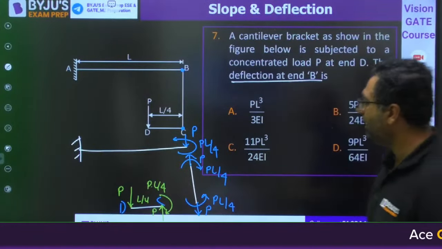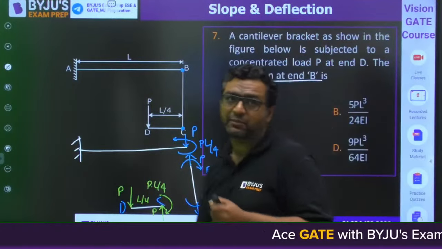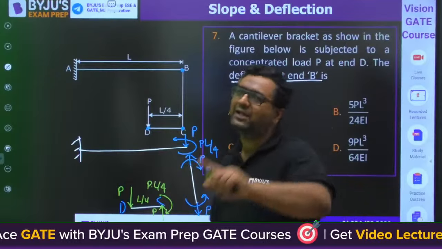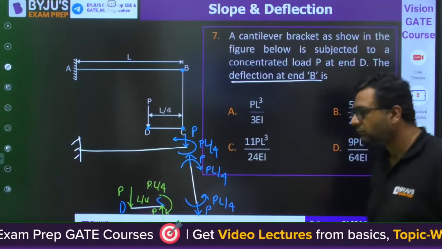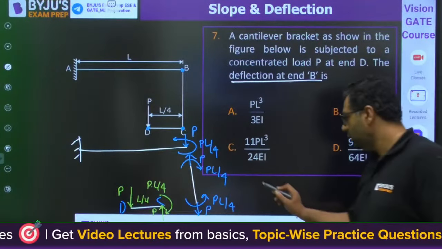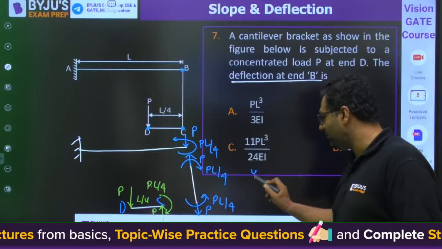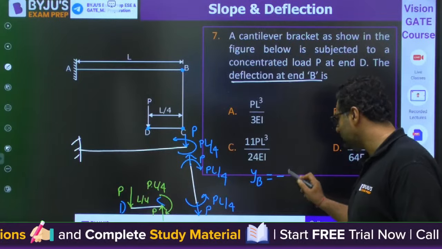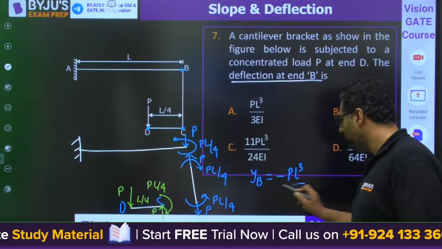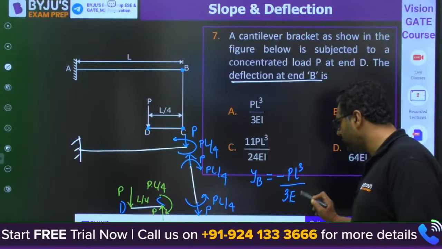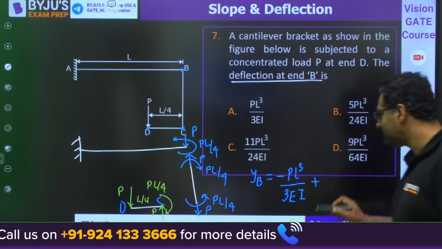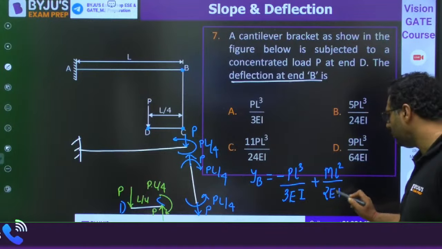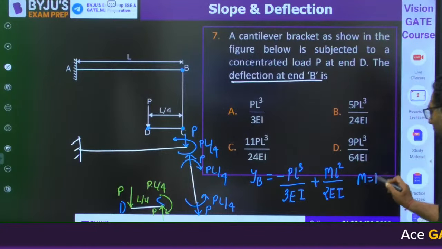No, Vineet, we cannot solve it by strain energy method, because if they ask deflection at D, then we can apply the strain energy method. Okay. So, what is deflection at B? This is minus PL cube upon 3 EI plus ML square upon 2 EI. Here M is PL by 4.